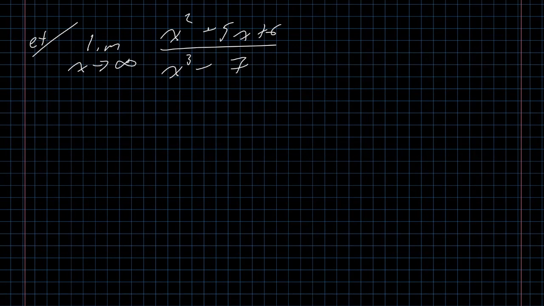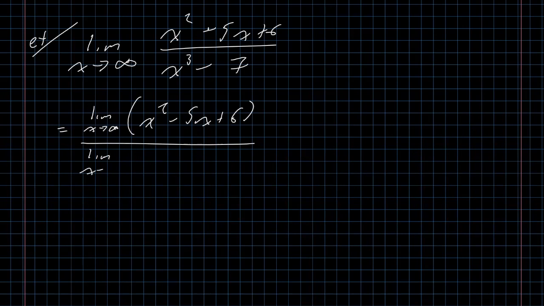If I want to evaluate the limit as x goes to infinity of some rational expression, x squared minus 5x plus 6 over x cubed minus 7, using the properties of limits, I should be able to split this limit across the division and separately look at the limit as x goes to infinity of x squared minus 5x plus 6 and the limit as x goes to infinity of x cubed minus 7.